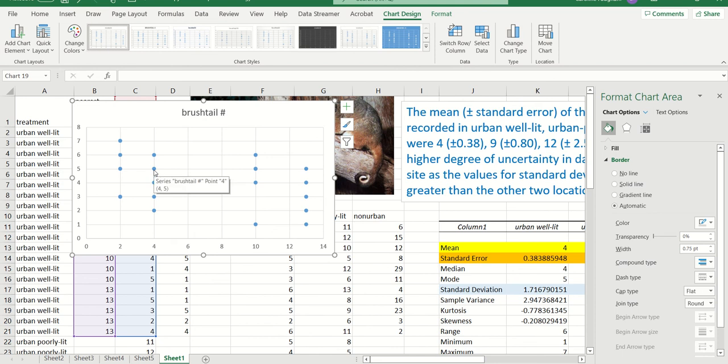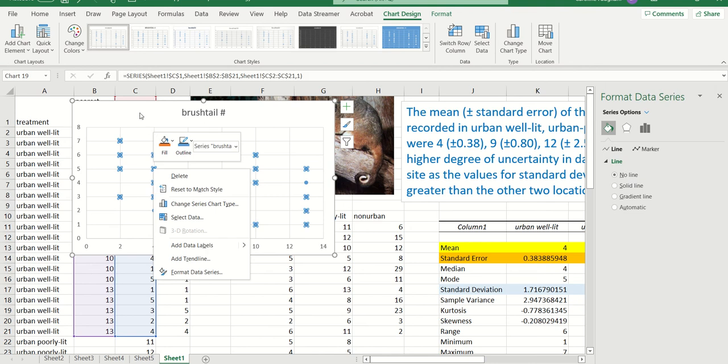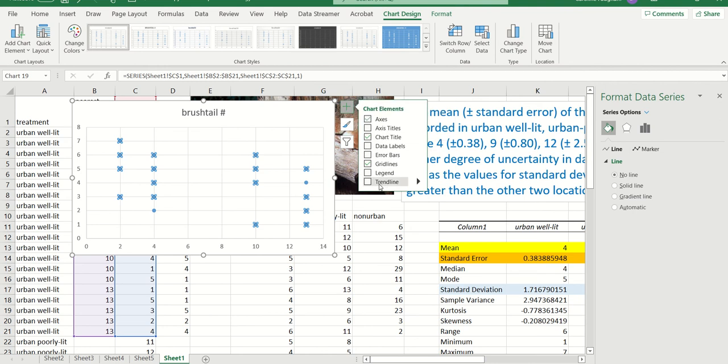So first thing we need to do is select our data points just by clicking. Right-clicking on the data points and then going plus. And we're going to add a trend line. So give it a nice little tick, and automatically it's a linear trend line.